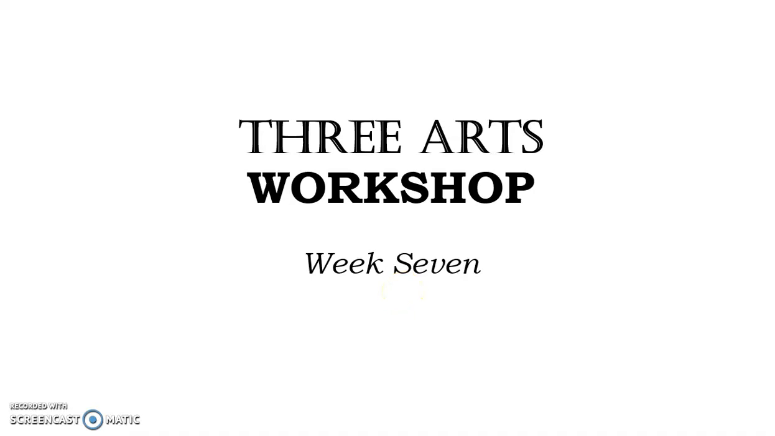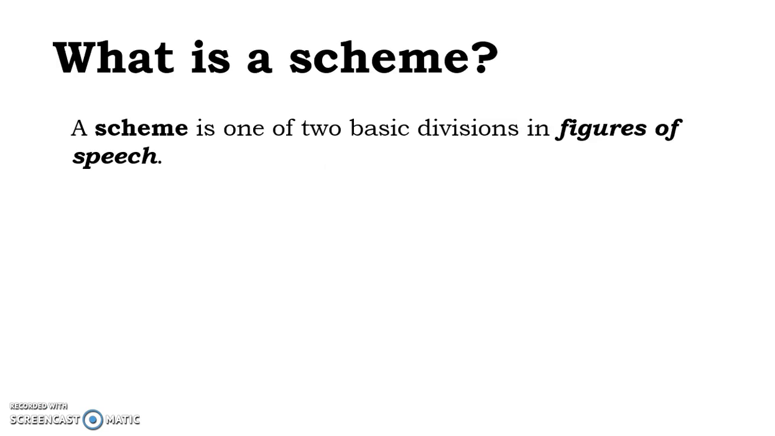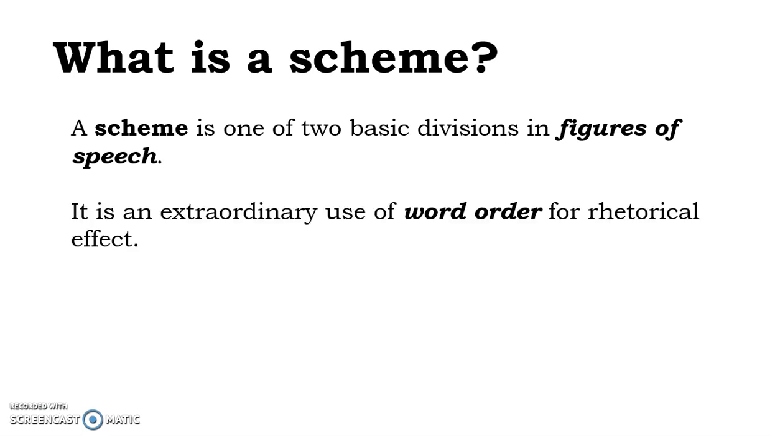This is the 3 Arts Workshop, week 7, and this week in Rhetoric, we're looking at schemes. What is a scheme? Last week we talked about the first of the 2 basic divisions of figures of speech, the trope. This week we're talking about schemes. A scheme is an extraordinary use of word order for rhetorical effect. Whereas the trope was an extraordinary use of word meaning, a scheme is an extraordinary use of word order.